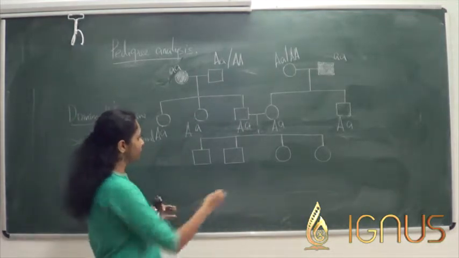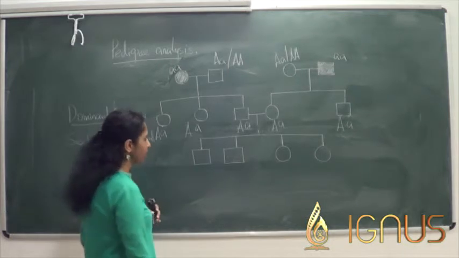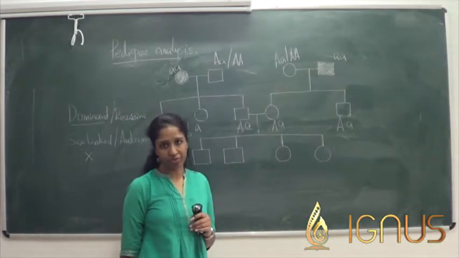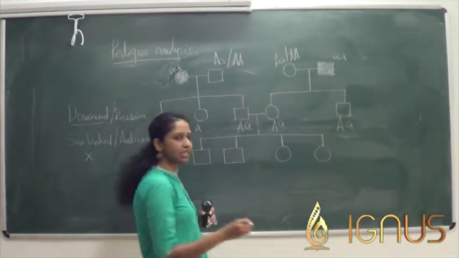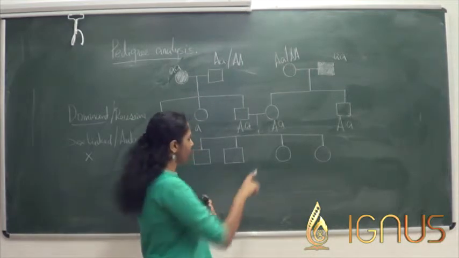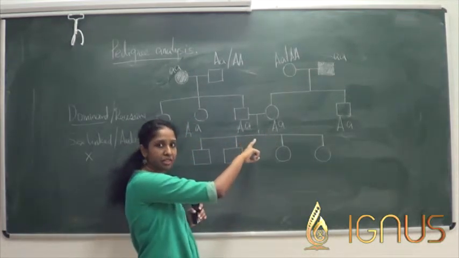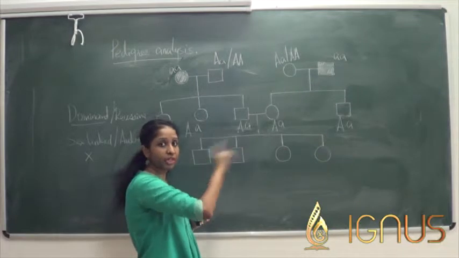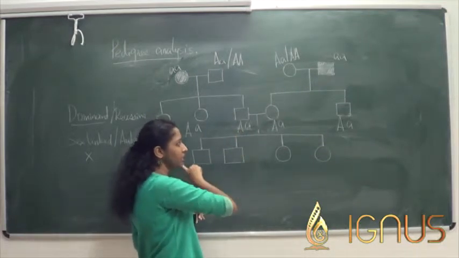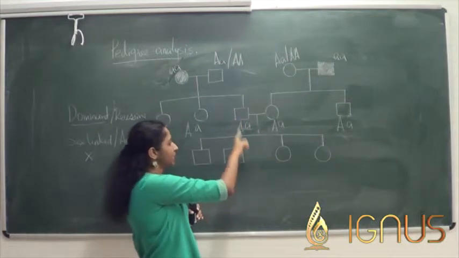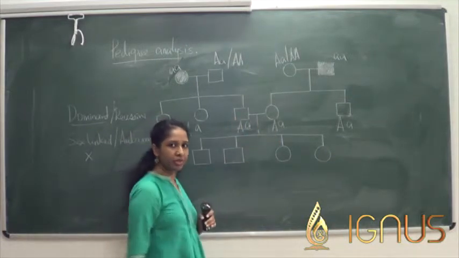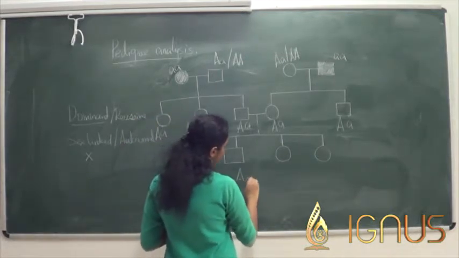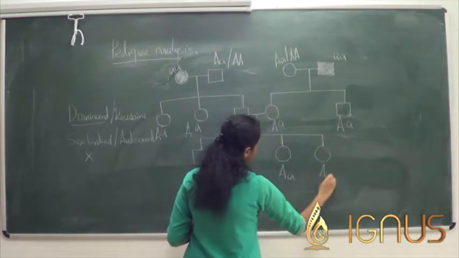Okay, so for the progeny here, because none of them are affected, we can assume that from the mother or from the father, because both of them are heterozygous, they can get either one dominant from the mother and one recessive from the father. So it can go both ways. So one dominant from the father and one recessive from the mother, or one recessive from the father and one dominant from the mother. In any case, all of them are going to have a heterozygous genotype.